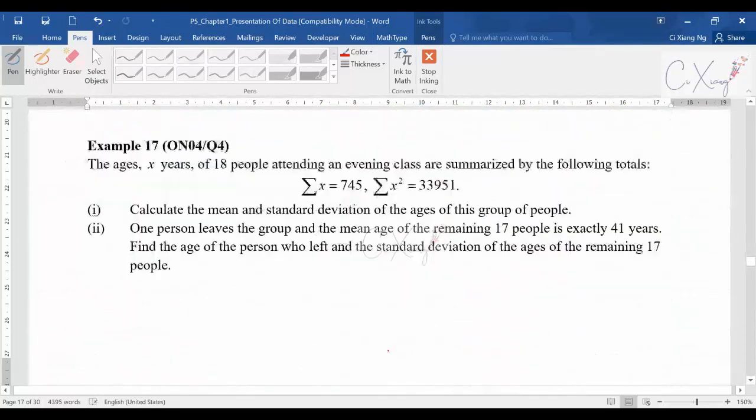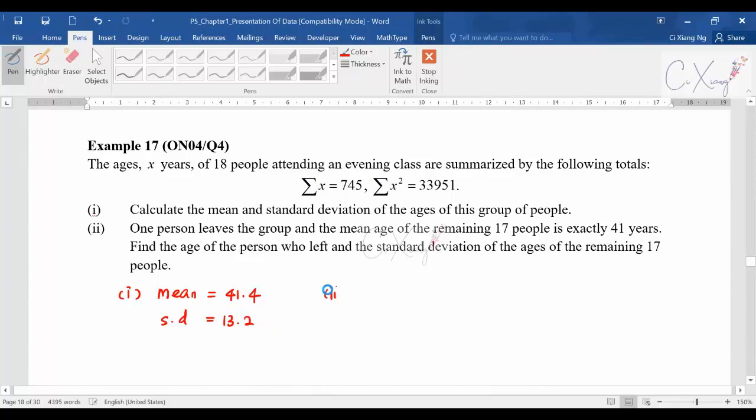For the remaining time, I want you to continue and solve example 17 in your notes. I will only give you the final answer. For the first part, they want you to calculate the mean and standard deviation. The mean is 41.4. If I correct it to 3 significant figures, the standard deviation I will get is 13.2.